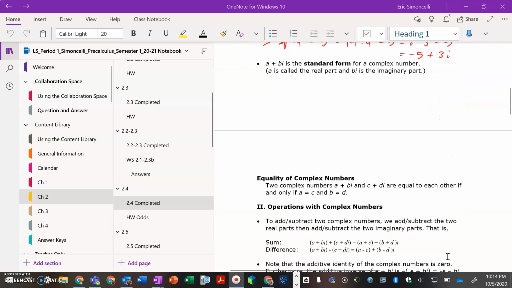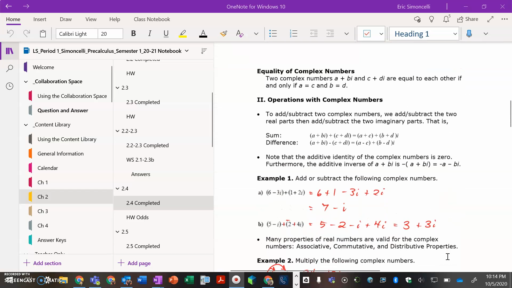As we move on, equality of complex numbers. Two complex numbers, a plus bi and c plus di, are equal to each other if and only if a equals c and b equals d.